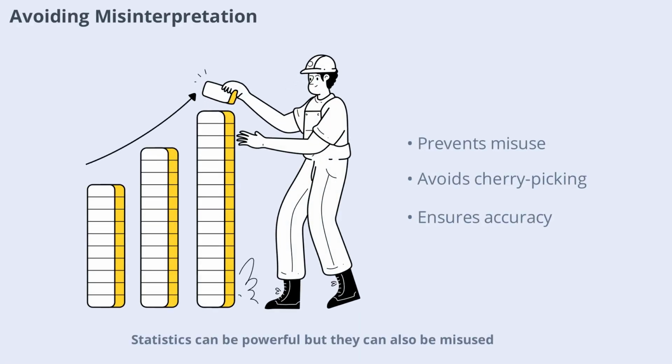Statistics can be powerful, but they can also be misused. Researchers must be careful to avoid common pitfalls, such as cherry-picking data or drawing conclusions from small samples. Good statistical practice helps prevent these errors and ensures that scientific findings are accurate.